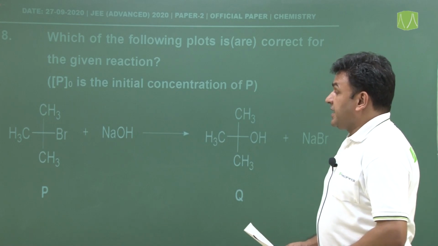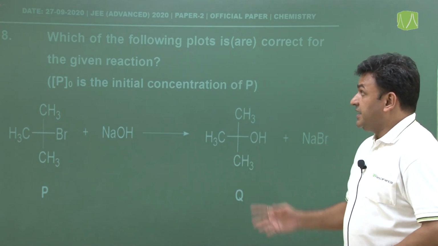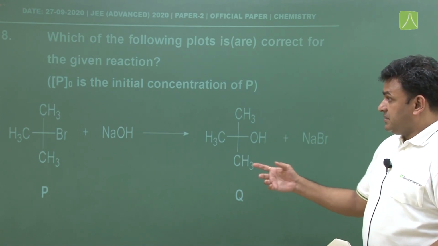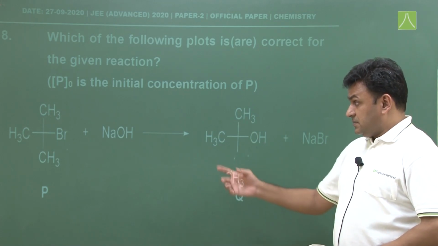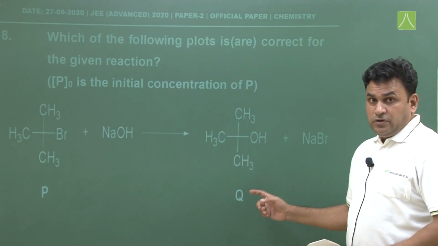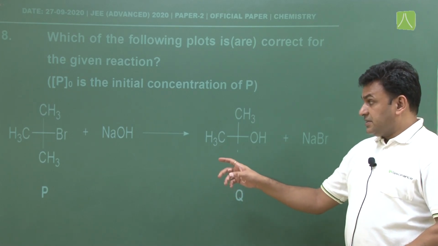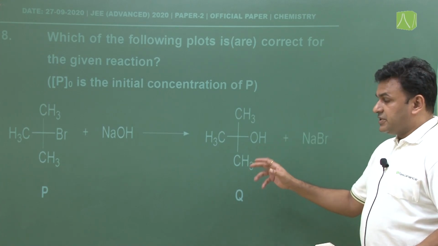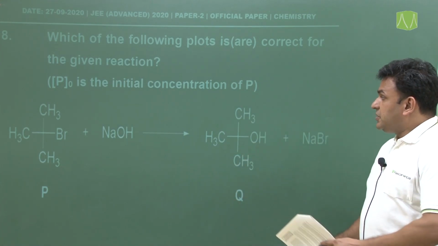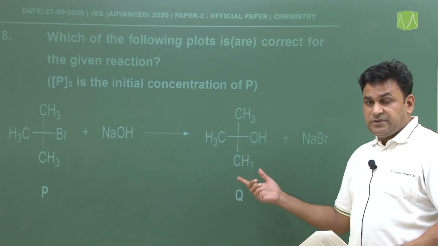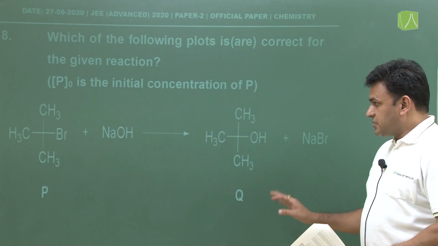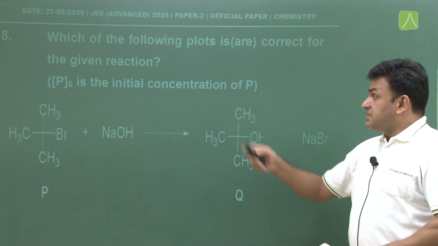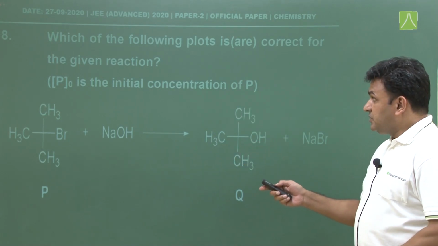Next question from physical inorganic in paper 2 of this JEE Advanced is the 8th question. This is of chemical kinetics. Which of the following plots is or are correct for the given reaction? In this reaction, the bromide is reacting to give us the alcohol. We all know in organic chemistry that this is an SN1 reaction. There is going to be carbocation formation, which is going to be a stable one, and that's going to be the rate determining step. So it's a first order kinetics question from chemical kinetics, but involving organic reaction mechanism also. P is the initial compound, Q is the product getting formed, and the initial concentration of P is P naught.